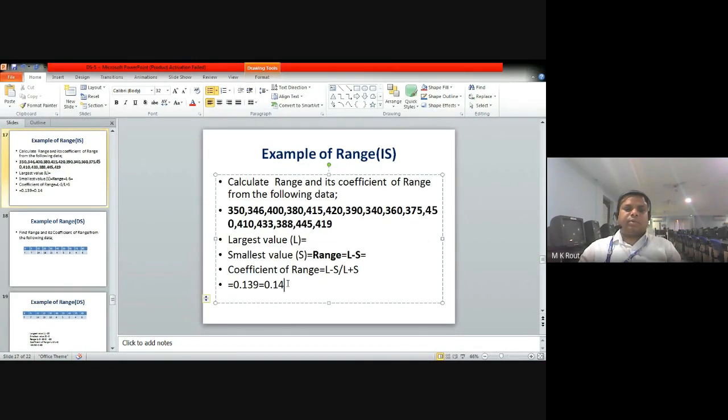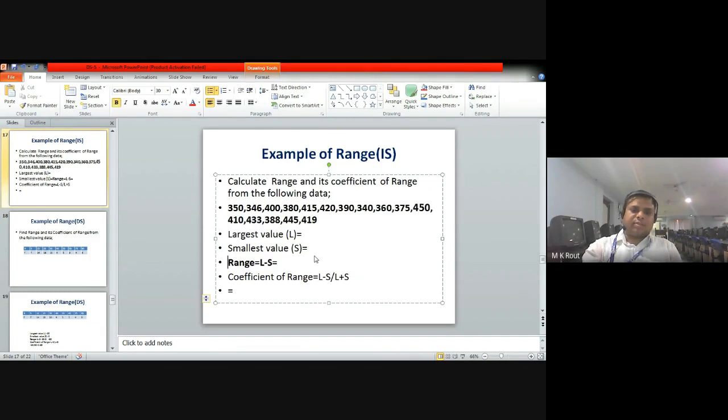This is a typical problem for your practice. We have the following range and coefficient of range is given, starting from 350 to 419. Find out the largest value and the smallest value from the given data.